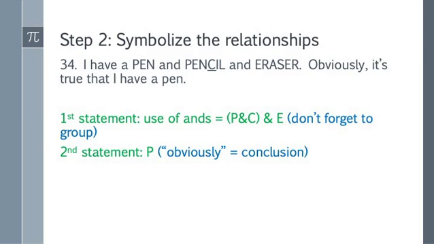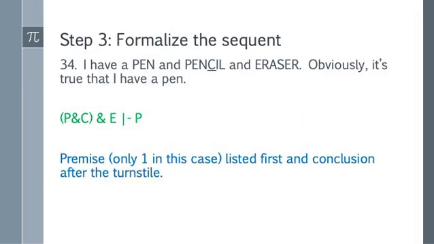P and C and E, but don't forget to group. As soon as you have more than one dyadic connector, everything except for the not symbol, you're going to start using parentheses and maybe braces and brackets, depending on how many you have. The second statement says obviously, and that indicates that it's a conclusion, and the conclusion is just P, I have a pen.